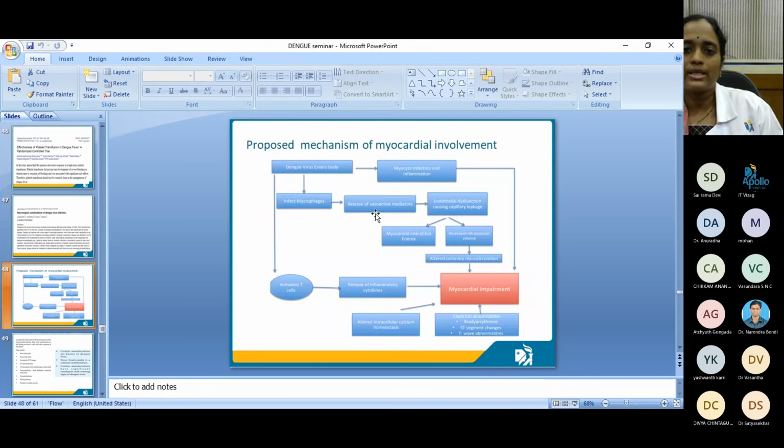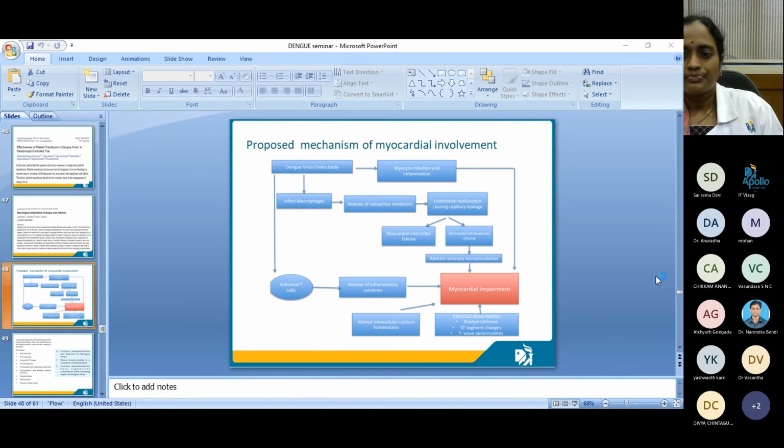Many patients will show bradycardia. We are very worried, and many patients are shifted to the ICU because of bradycardia. So what is the mechanism of bradycardia? As we said, there is plasma leakage. The plasma leaks into the myocardium and causes interstitial edema, decreased intravascular volume, altered coronary microcirculation and myocardial impairment, which results in bradyarrhythmias, ST segment depressions, and T wave abnormalities.